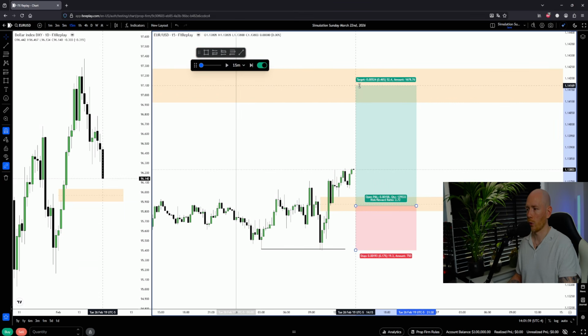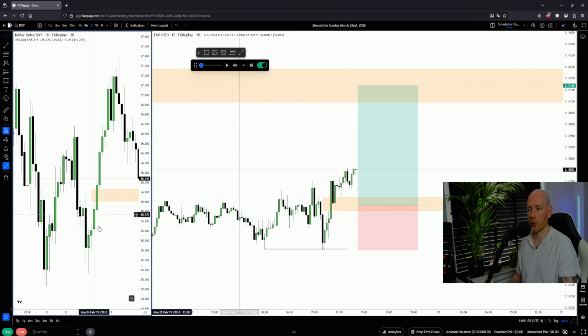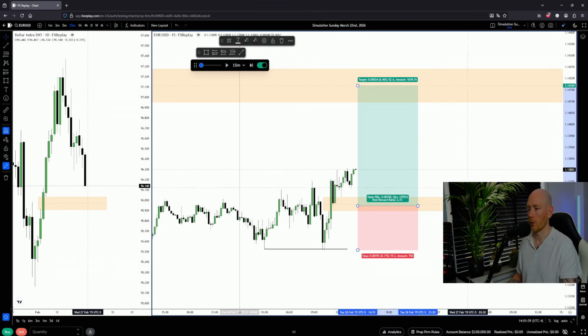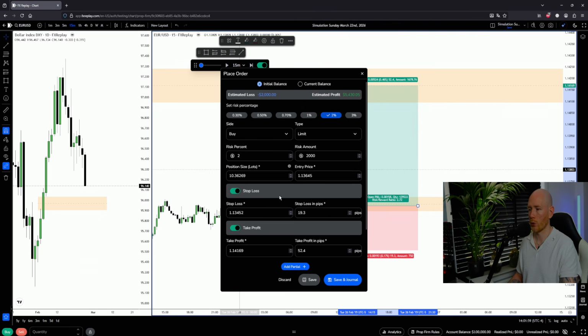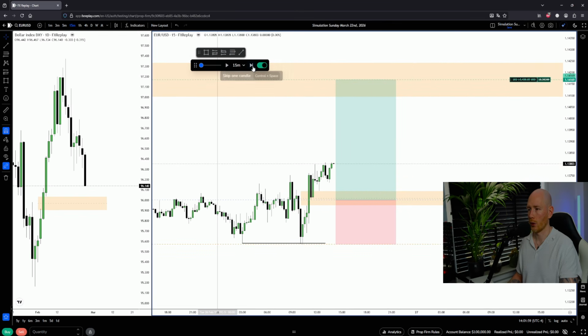Let's aim for the 50% level of the gap. So can we go even higher? That's my question. We don't know if it will reject here though, so we're just gonna aim for the low hanging fruit. Yep, let's do this. Let's input the order. 2%. And see if we can get tagged here.